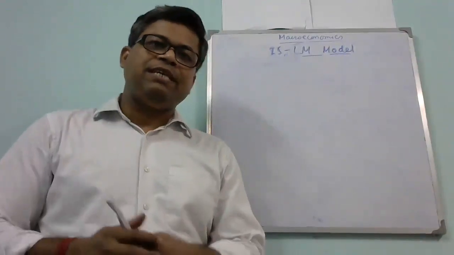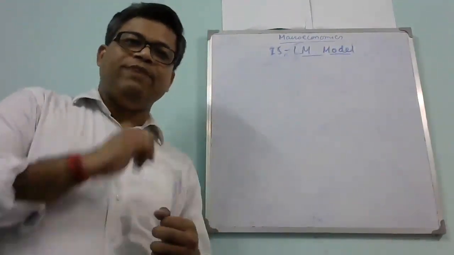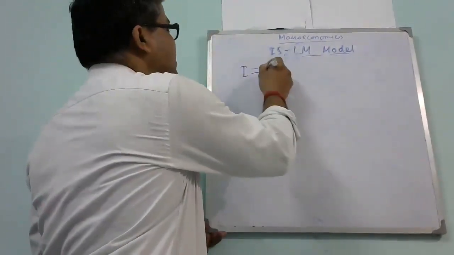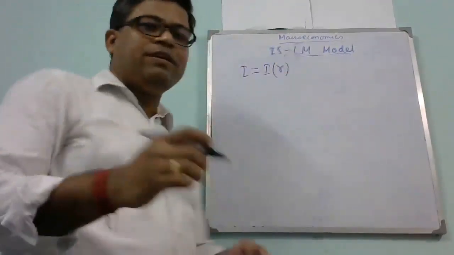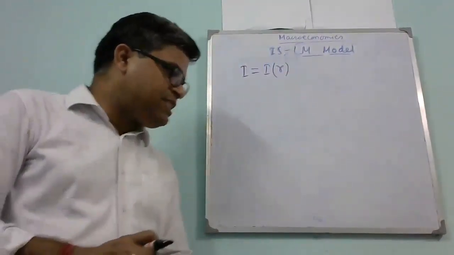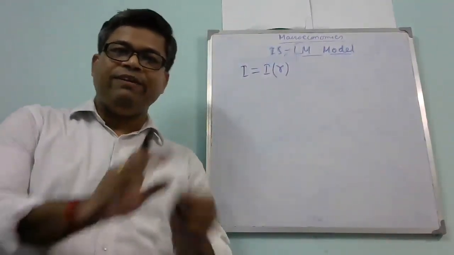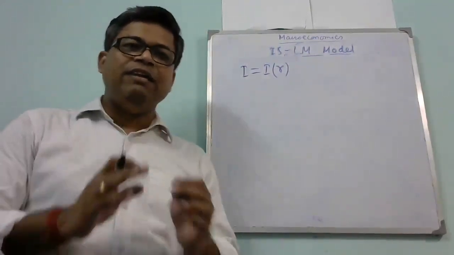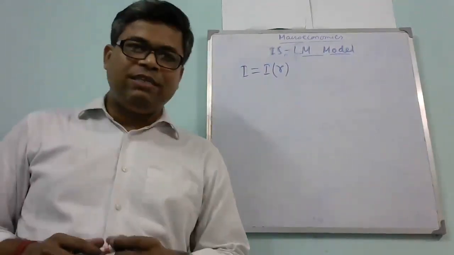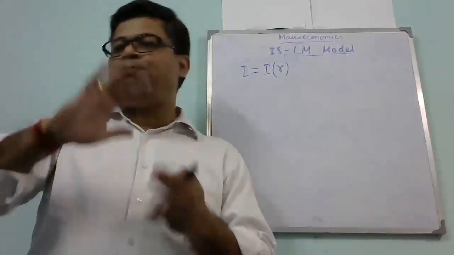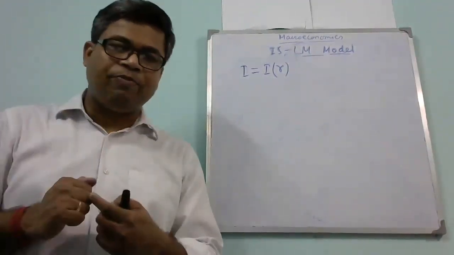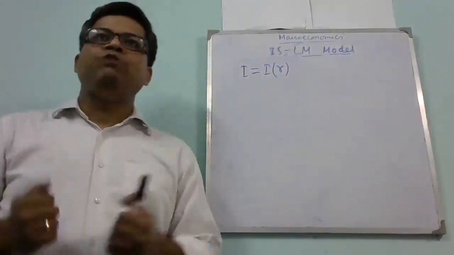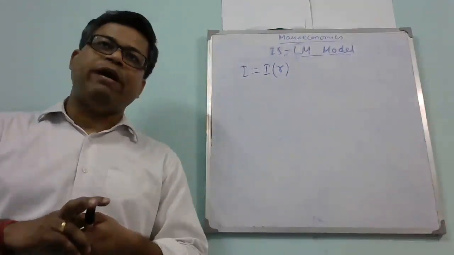Now we shall be discussing the other part, that is the investment. You know that investment is a function of the rate of interest. Investment is a function of the rate of interest, and there is an inverse relationship between the rate of interest and investment. Why is there an inverse relationship? Suppose the bank increases the rate of interest. If you are the investor, what will you do? Will you take more loans or less amount of loans from the bank?